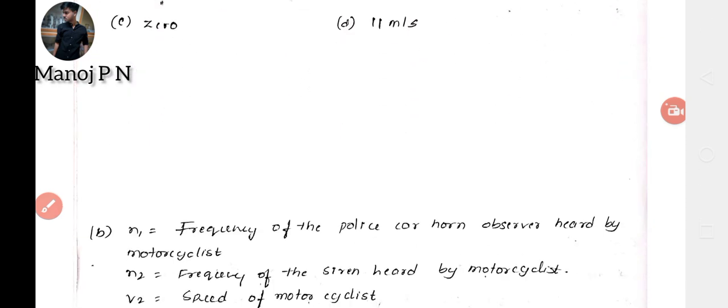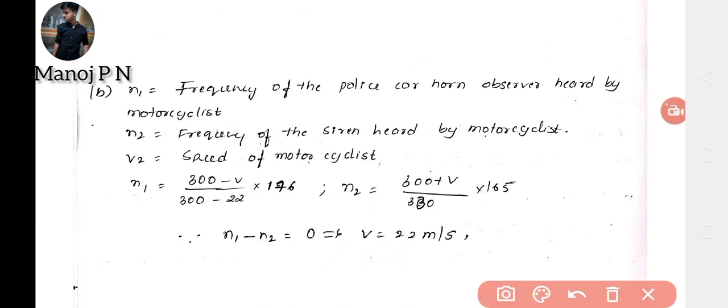Let's see the conventional method. Here N1 is the frequency of the police car horn heard by the motorcyclist, and N2 is the frequency of the siren heard by the motorcyclist, and V is the speed of the motorcyclist. Then you know the formula: N1 is equal to (330 minus V) divided by (330 minus the speed of the police car), multiplied by the frequency produced by the police car horn. The police car is behind the motorcycle, that's why we put minus over here.